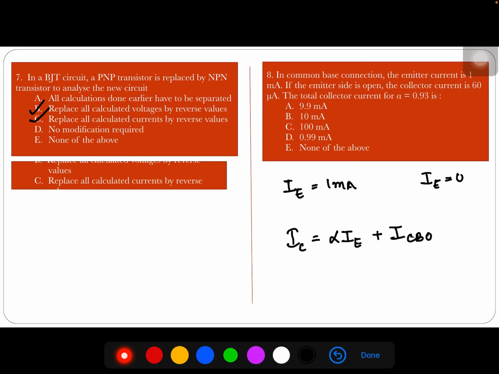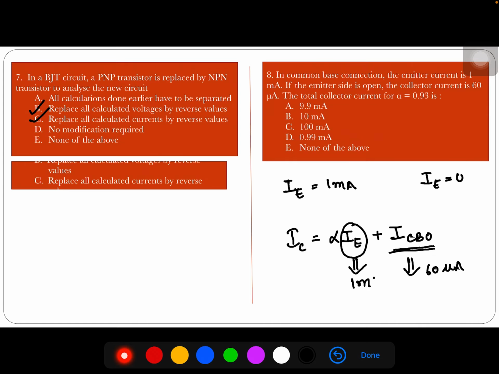But here the total collector current has been asked. So alpha is given to you, IE is given to you, and ICBO has been also given to you. How? It has been said that when the emitter side is open, the collector current is 60 microampere. That means if you put IE equal to 0, because when you open the emitter side, IE will become 0 because the current in an open circuit is 0. Then only this leakage current will come into light, and this is 60 microampere.